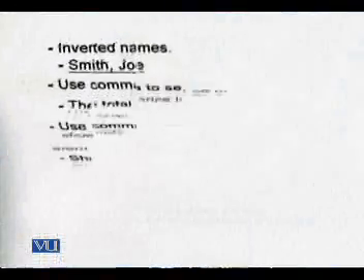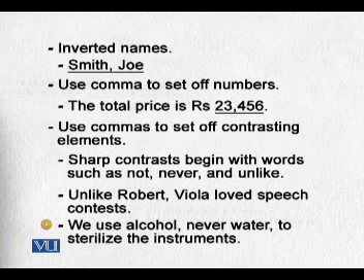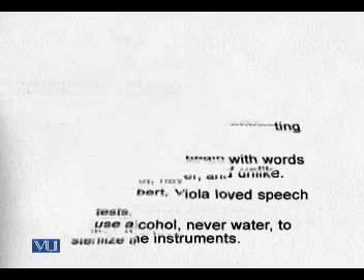To separate these two, we put commas, like unlike Robert, comma, Viola likes speech contests. One more example. We use alcohol, never water, to sterilize. We use alcohol, never water. So we are separating alcohol and water. And there is the contrasting element: don't use water, use alcohol to sterilize things. So this is how we do it.